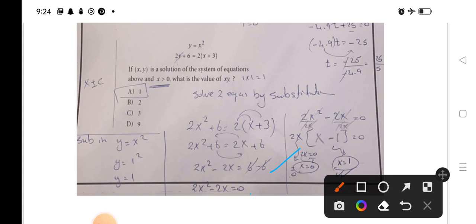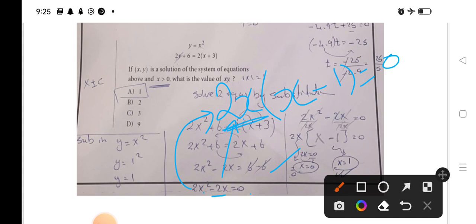What shall I do? Take the common outside. The common will be 2x, open bracket. Then 2x squared divided by 2x, remember well, will give me just x. Why? Because I have here x squared, x times x, and the remaining is just x. Negative 2x divided by 2x, negative 1. Bravo. Then close the bracket, equals 0. Means I have something outside without plus or minus, so it's equal to 0. So x equals 0, or x minus 1 equals 0.